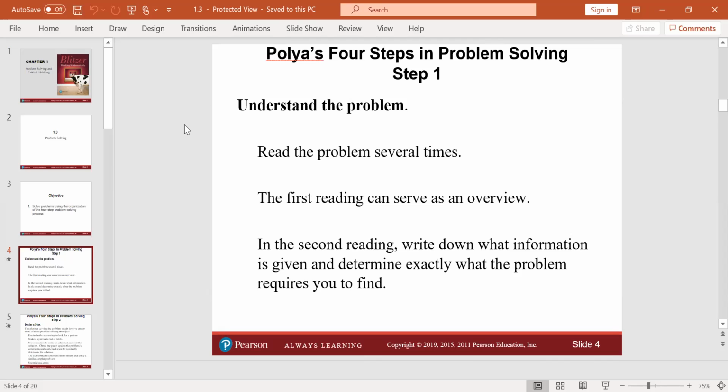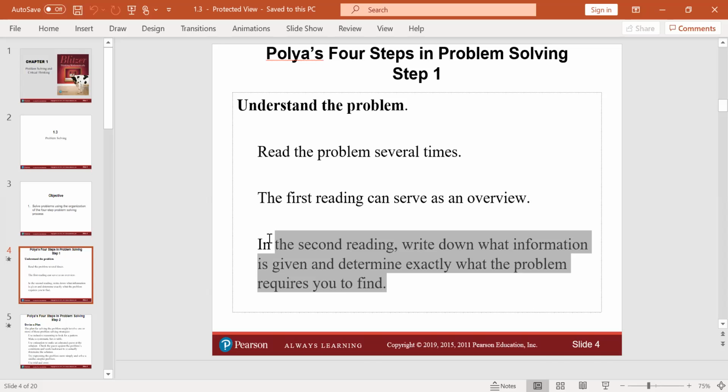The first step in the Polya method: you need to understand exactly what you're being asked. If you read a problem and you don't know what it's asking you, you're not going to be able to really do anything. So you need to understand what is being asked. Honestly, start by reading the problem several times. Your first reading can just be kind of an overview. You get a basic understanding of what's going on.